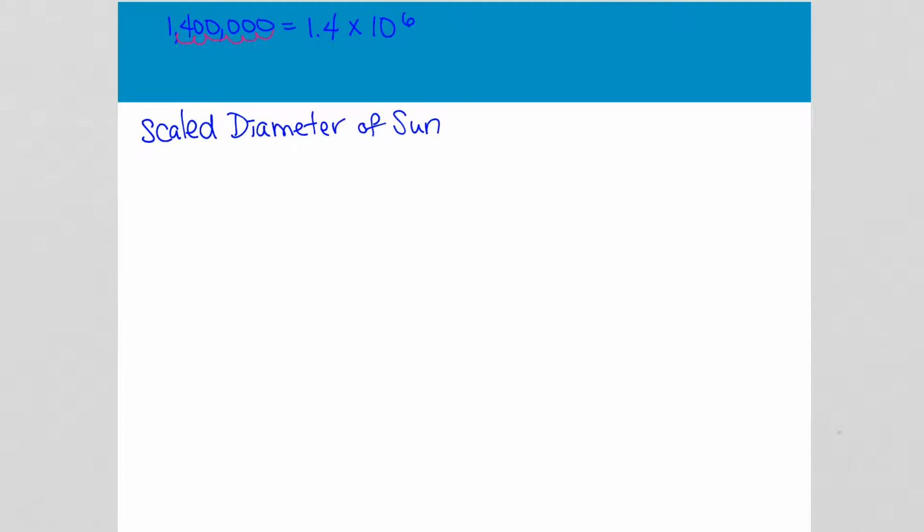So our scale diameter of the sun would be 1.4 times 10 to the 6th divided by our scale factor, which was 10 to the 10th. That's 1.4 times 10 to the negative 4 kilometers. Again, can you visualize that? I can't. Let's change kilometers to centimeters this time.